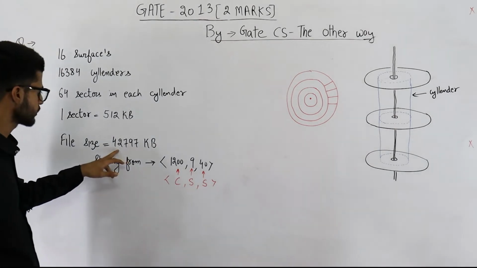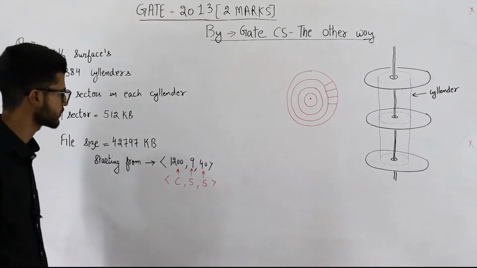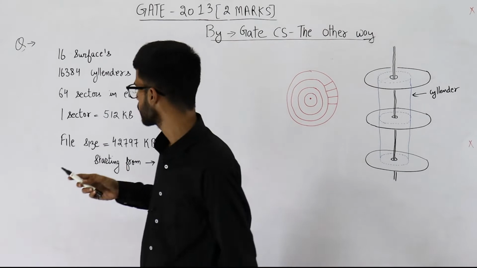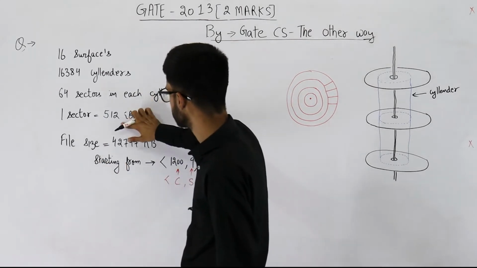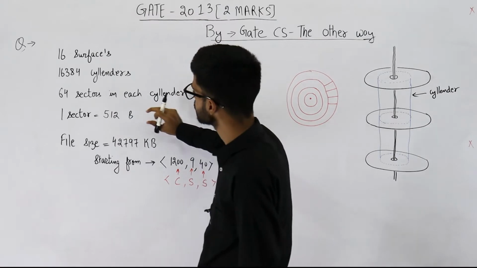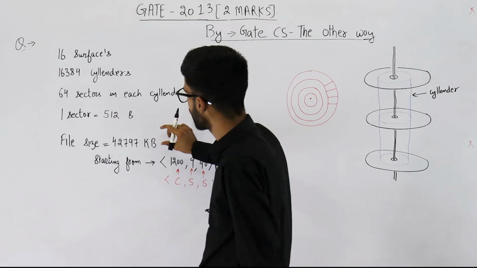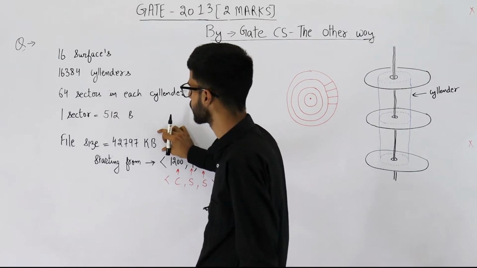So the file size is 42797 KB. How many sectors will this file span? One sector is 512 B. Okay, this one is 512 bytes, not kilobytes. If one sector is 512 bytes, that means half KB. How many sectors will this file require?